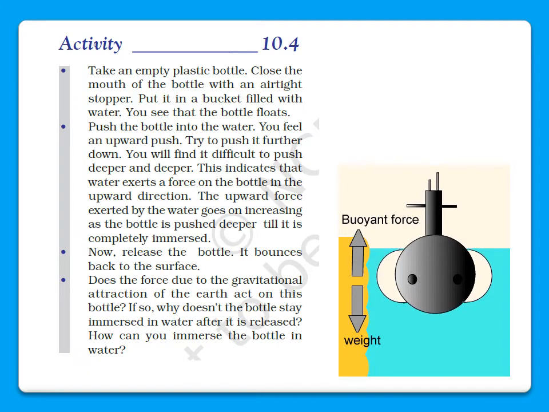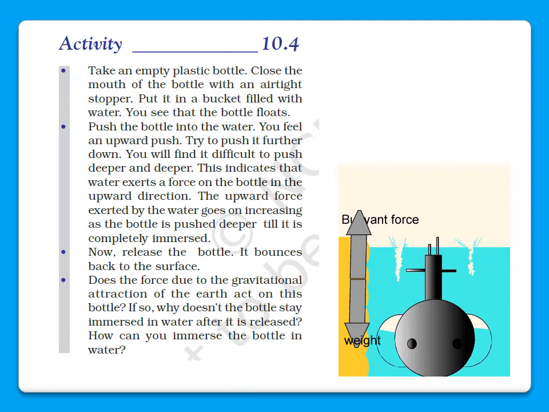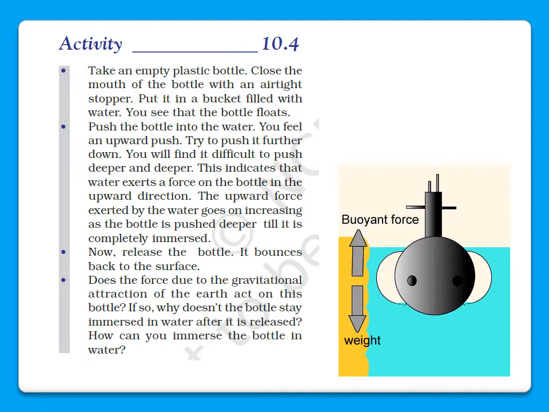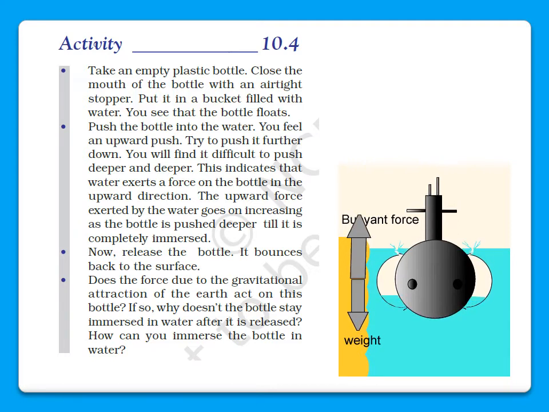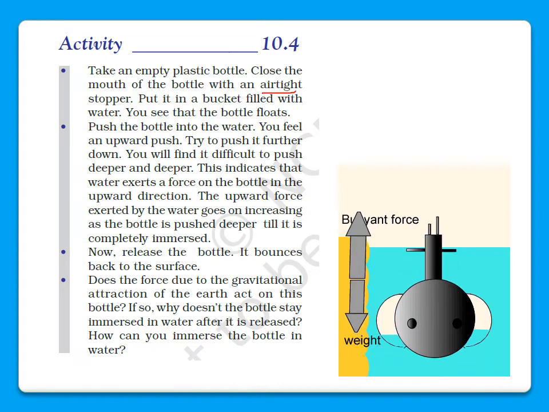Here is the activity in your textbook to explain the buoyancy and buoyant force. What is the activity? The activity is very simple and very interesting. So let me explain this activity to you. You just have to take an empty plastic bottle and close the mouth of the bottle with an airtight stopper so that air cannot enter the bottle. Now put the bottle inside a bucket that is filled with water.